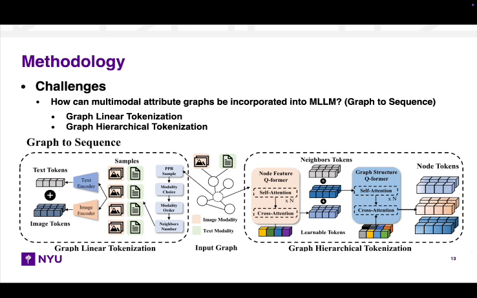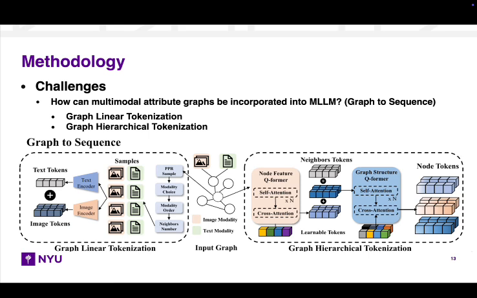And we design two modules. First is the graph linear tokenization, where we use a text and an image encoder. We first do PPR, personalized PageRank, to sample the neighbors, choose the modality, choose the order, and also choose the number of neighbors. We use a text encoder and an image encoder to get text tokens and image tokens for both modalities of the samples.